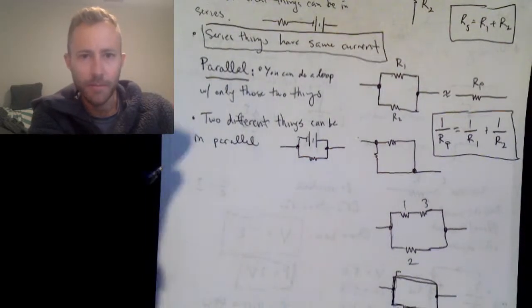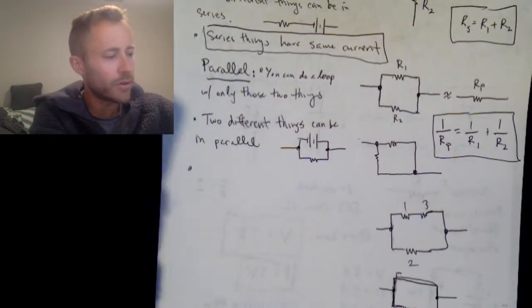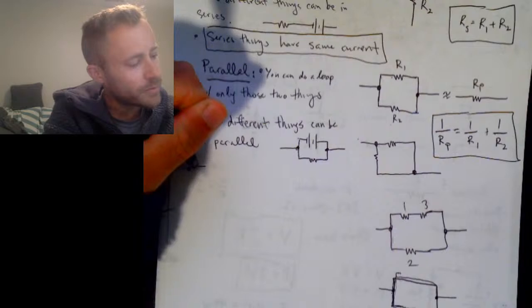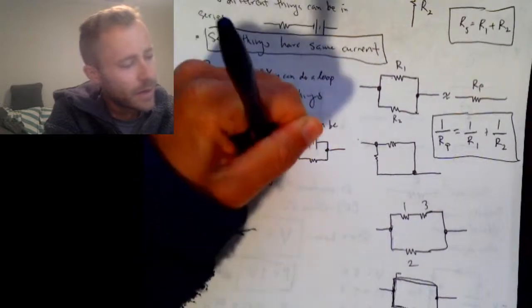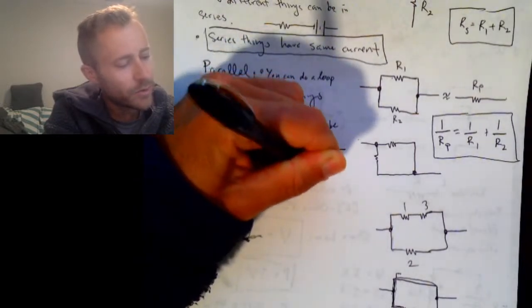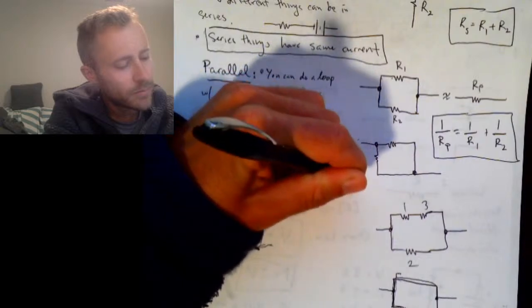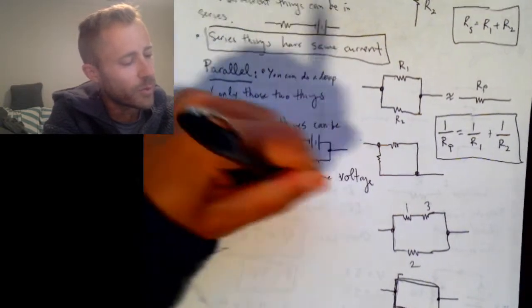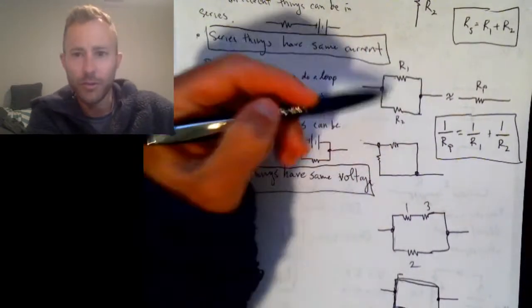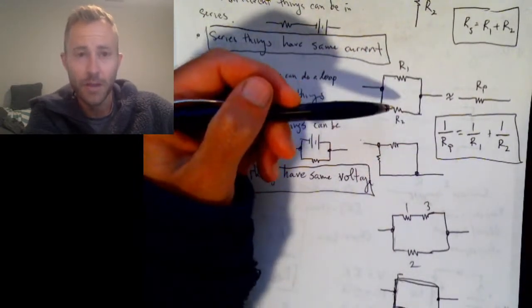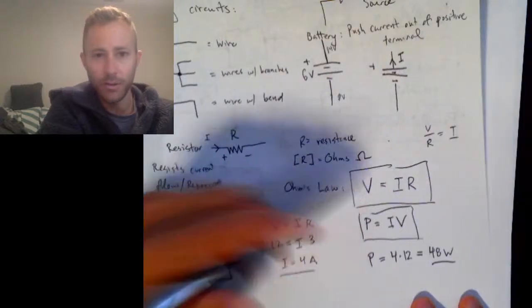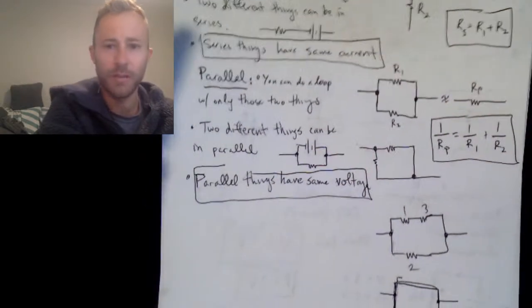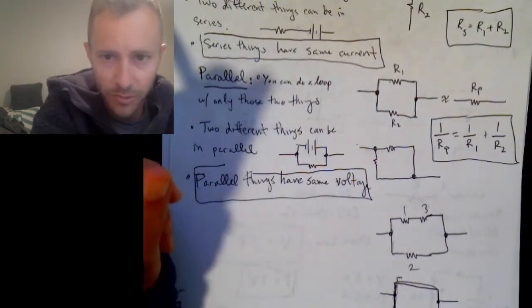Critically important thing about things that are in parallel: parallel things have the same voltage. This is incredibly important. Because resistor 1 and resistor 2 are in parallel, their V value in Ohm's law will be the same. Their V value will be the same. Parallel things have the same voltage.